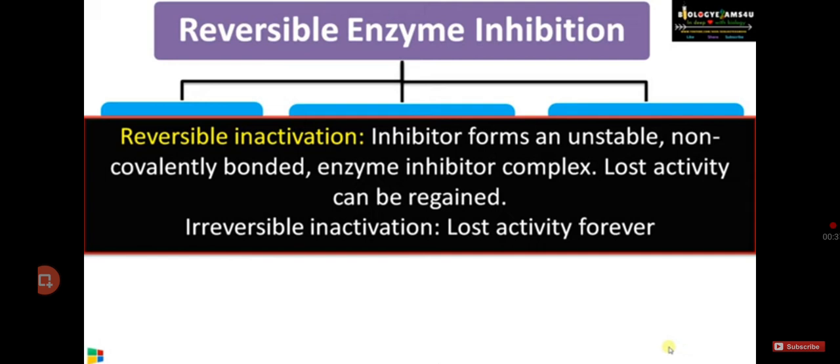Whereas in the case of irreversible inactivation, often the inhibitor forms covalent bonds and binds to the active site by covalent bonding so that it cannot be reversed. The lost activity is gone forever.